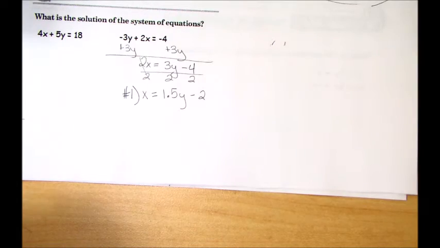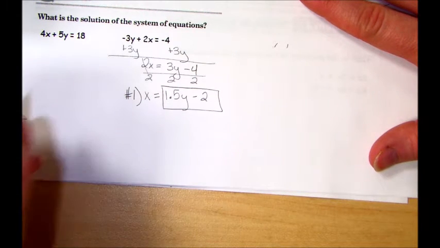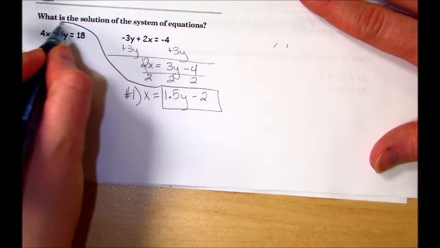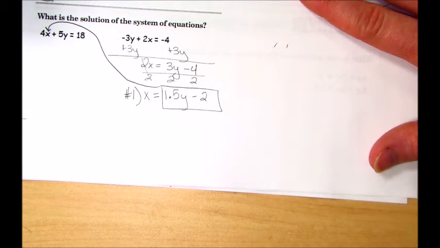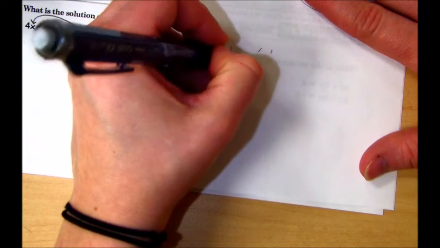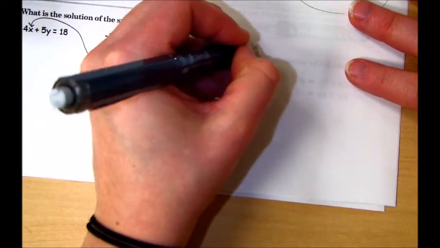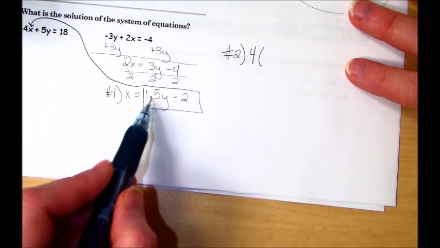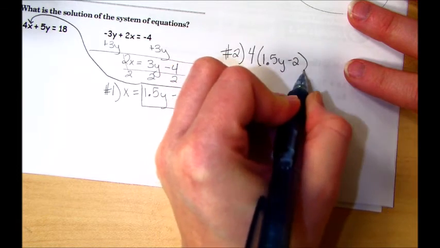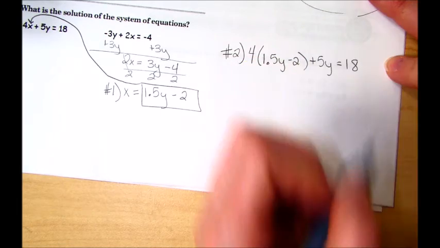Step number 2. I'm going to take this and plug it into x in the other equation. Now, does everybody see the other equation right here? Does everybody see that x? I'm going to take that x away. I'm going to put in what I have in my box. So this is step number 2. I'm just going to kind of move to the right. Keep the 4. Do not keep the x. Make it 1.5y minus 2. Then the plus 5y. Then the equals 18.